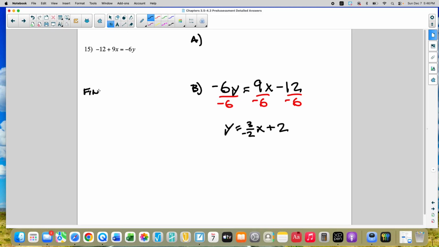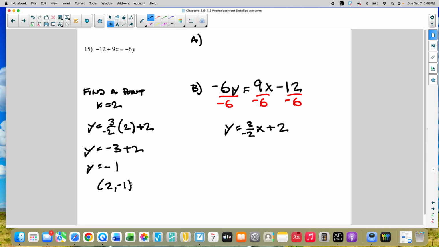Let's find a point for fun. This time we're going to plug in 2 again. So let's make x equal 2, y equals 3 over -2 times 2 plus 2. y equals, these cancel, that makes -3 plus 2. So y equals -1. That coordinate is (2, -1). We'll use it in our point slope formula. y minus -1 equals -3/2 times the quantity x minus 2. Let's get rid of those double signs. And that's point slope form.